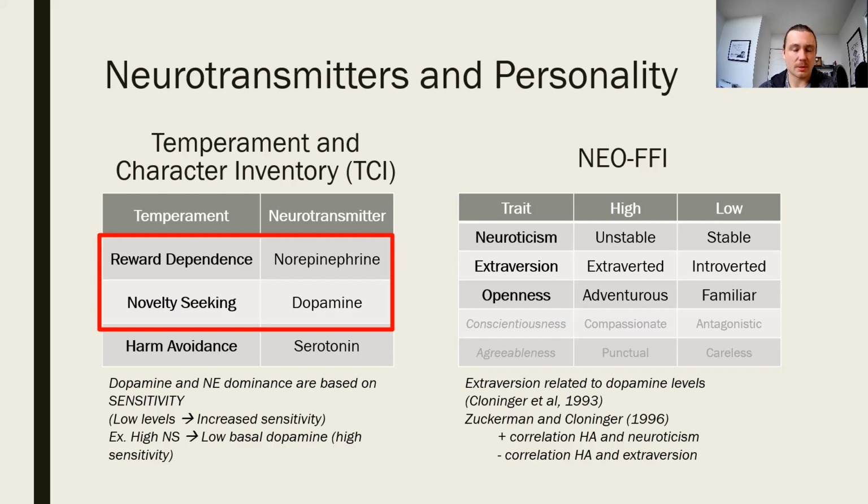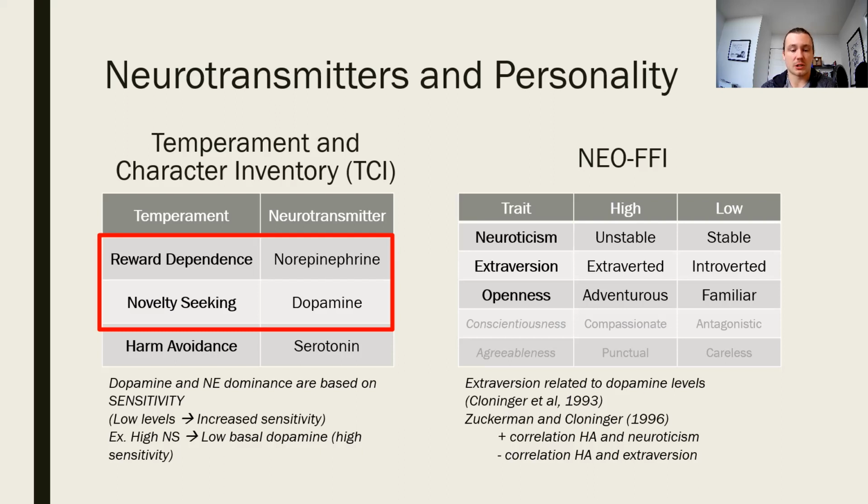Now, the reason why I talk about the NEO-FFI, although not associated with specific neurotransmitters, is that they were found later through other research to be correlated with neurotransmitter systems. So first, extroversion was related to dopamine and the dopaminergic system, specifically similar to novelty seeking. Low dopamine levels or high sensitivity tend to be more extroverted. So slight increases in dopamine lead to that extroverted behavior.